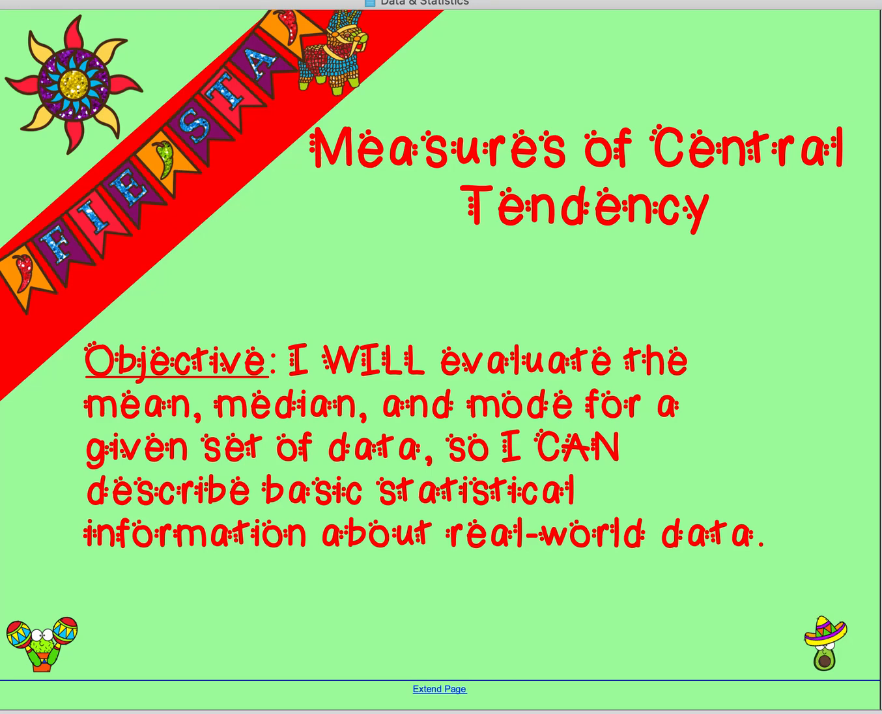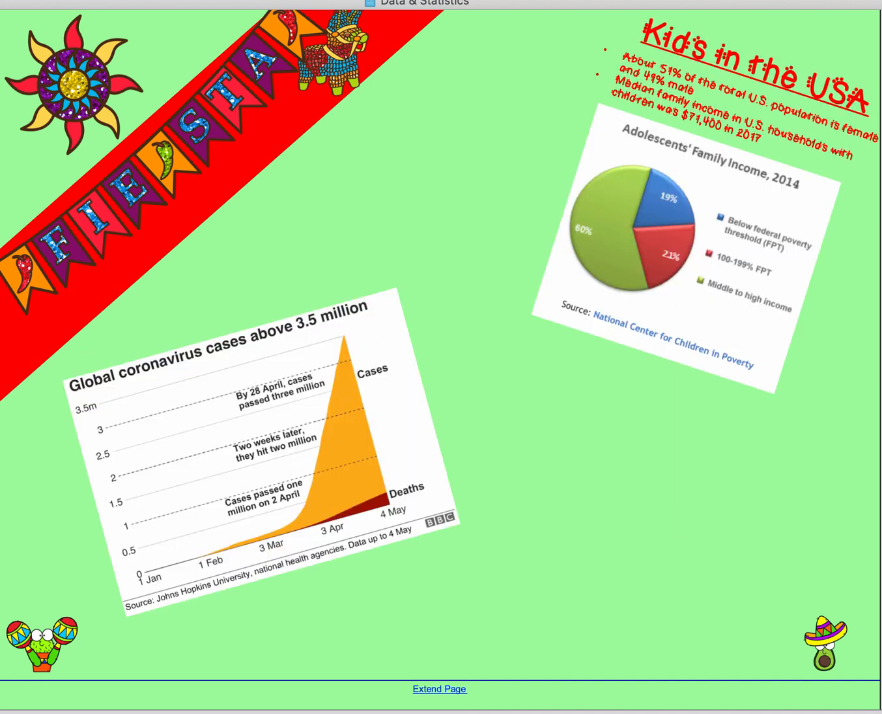So in this lesson, we're going to learn about the basic measures of central tendency, and we're going to be looking specifically at mean, median, and mode. And so our objective is to be able to use these descriptive data measurements to inform us about real world data. And so here's a little bit of data that we're confronted with.